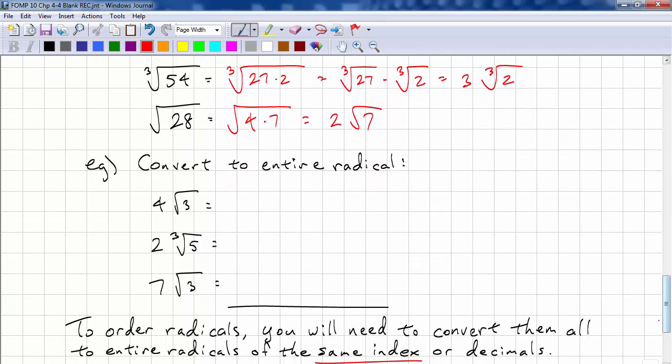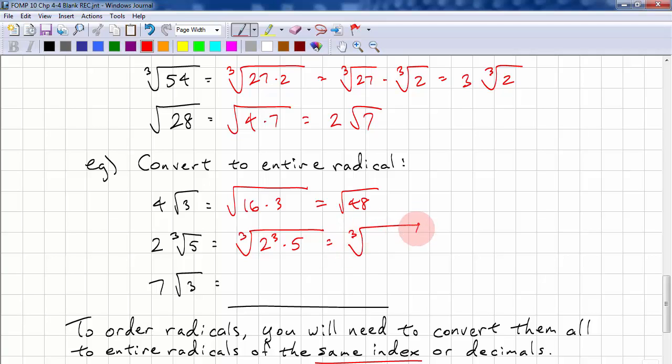Now let's go the other way. We need to bring 4 inside. The index is implied to be 2. We need to square 4. So that's 16 times 3, and this is square root 48. The index is 3, so we need to cube 2. So this is the cube root of 2 cubed times 5. And the cube of 2 is 8 times 5. So we have the cube root of 40.